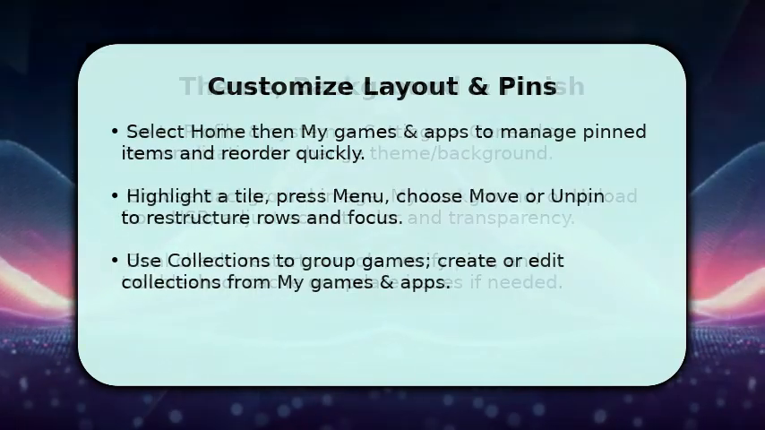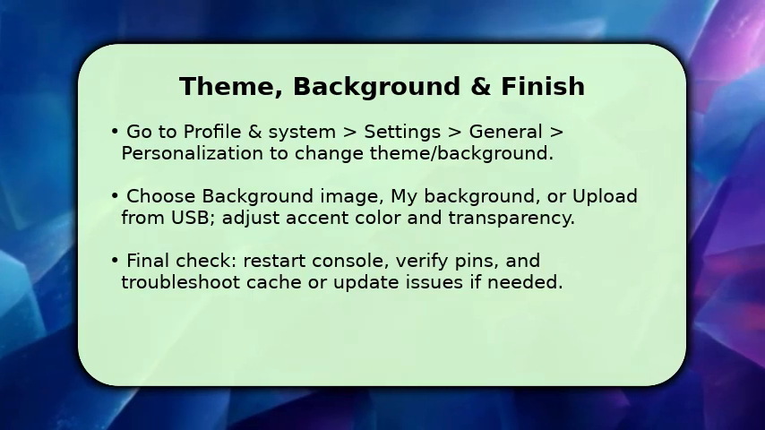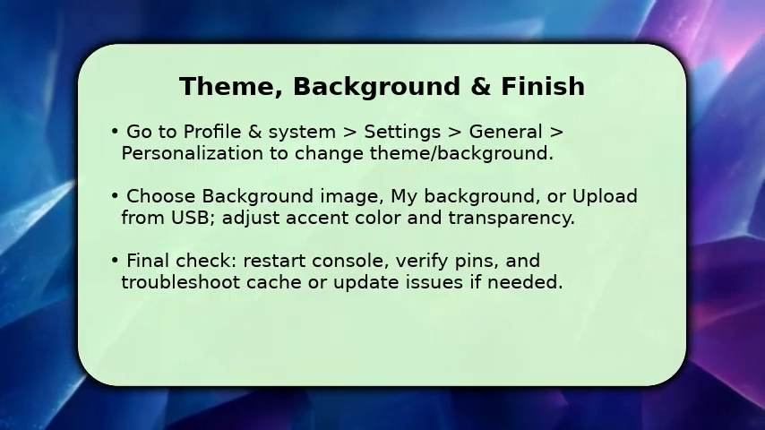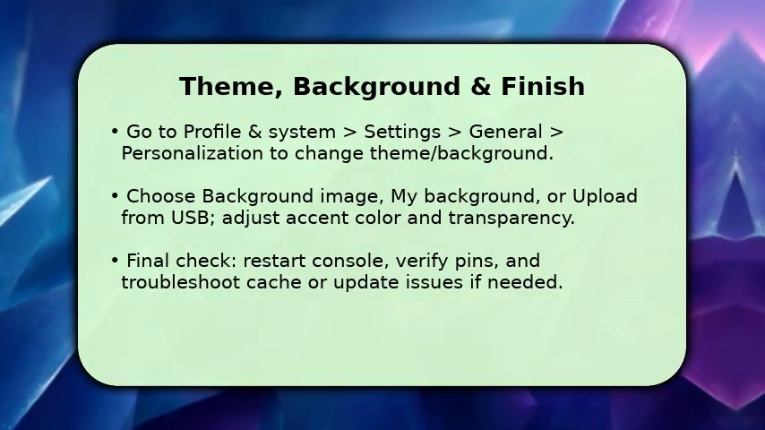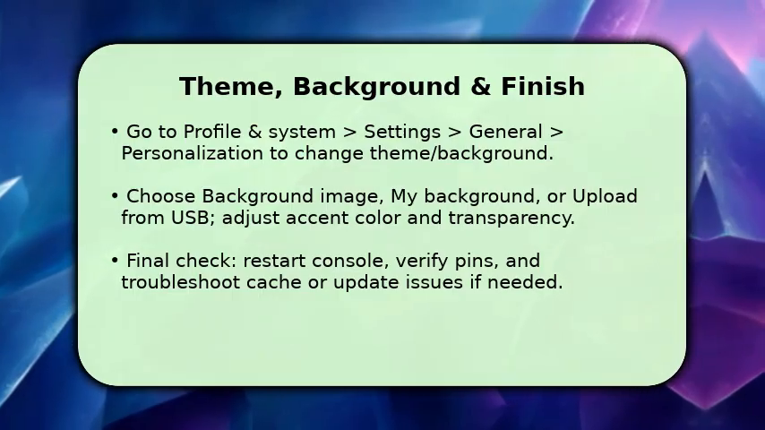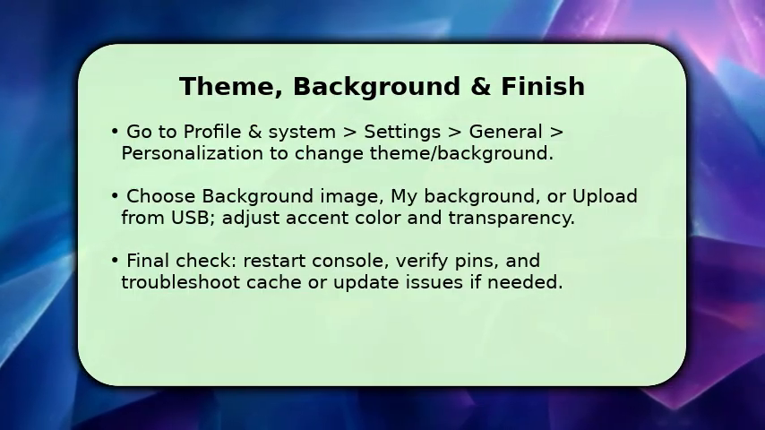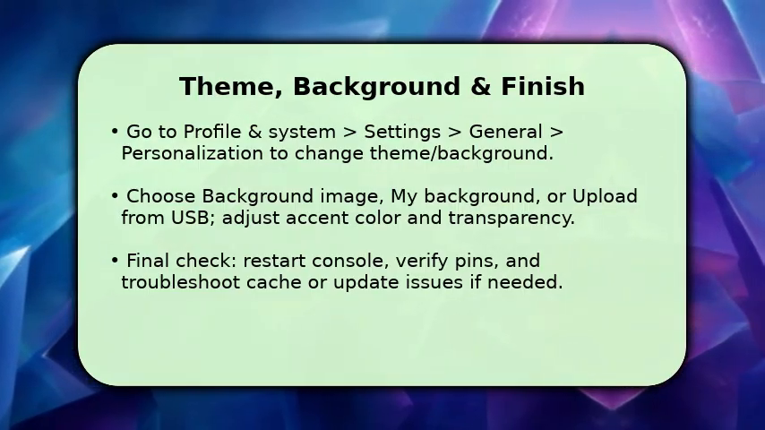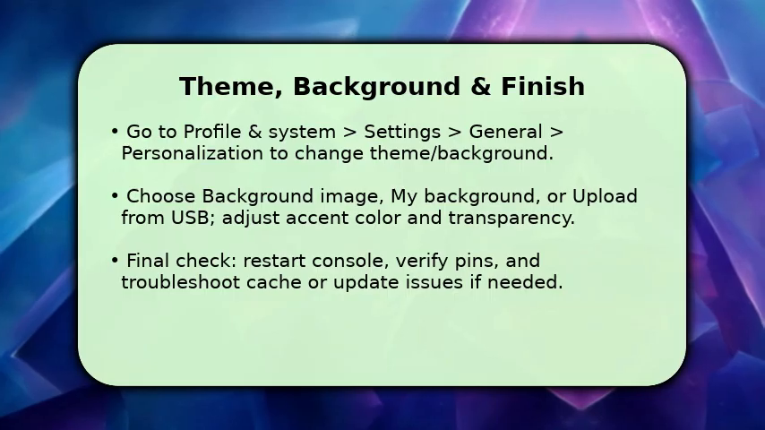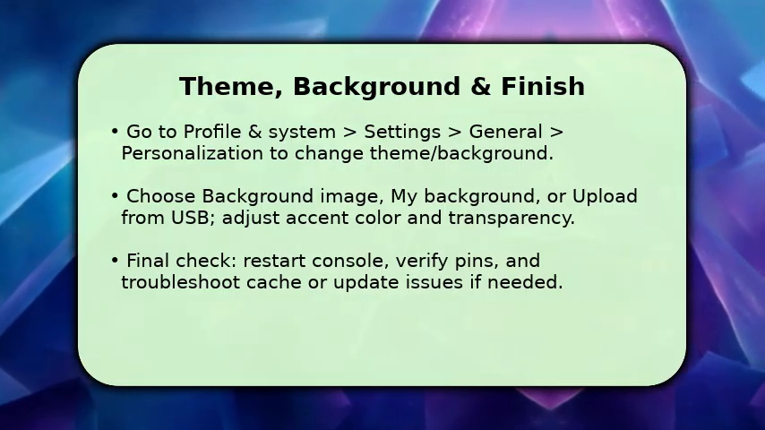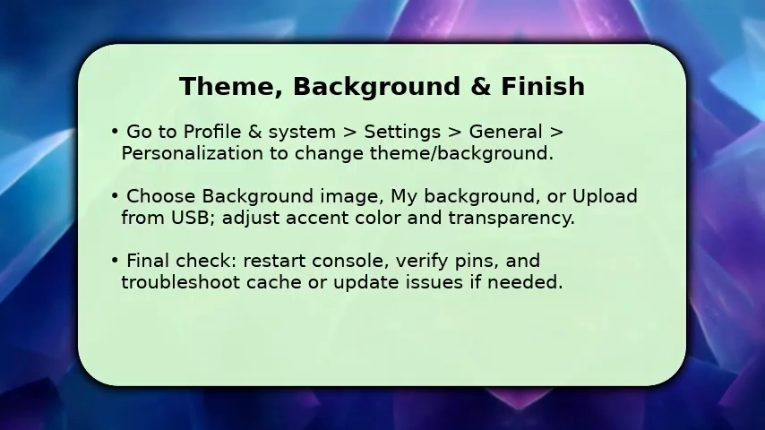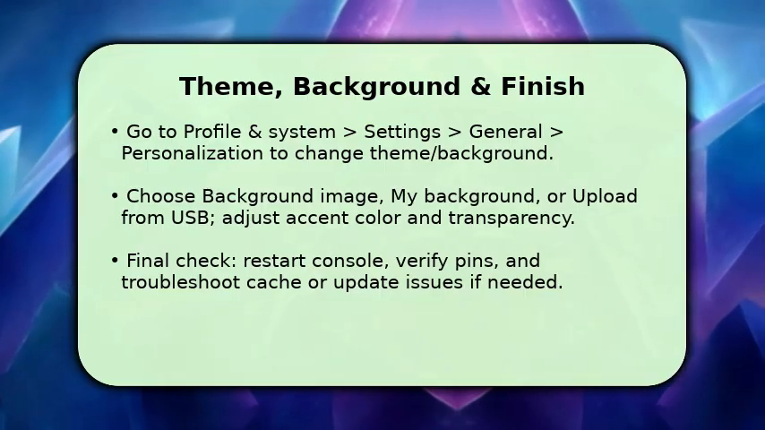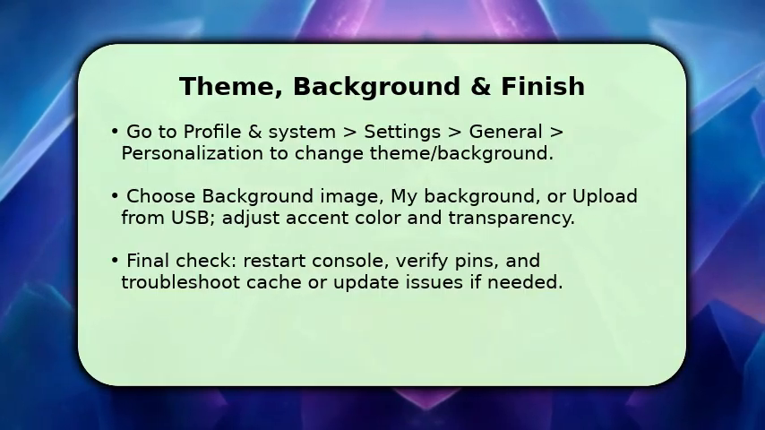Finish by changing the look and small behavior tweaks to make the home screen yours. Go to Settings, then Personalization to set a background image, upload one from USB, or pick My Background options. Adjust accent color, transparency, and tile size where available. Once configured, restart the console to ensure settings persist and test navigation again. If something goes wrong, like missing images or pin failures, clear the local saved cache in storage or check for pending system updates before reapplying changes. That resolves most issues quickly.